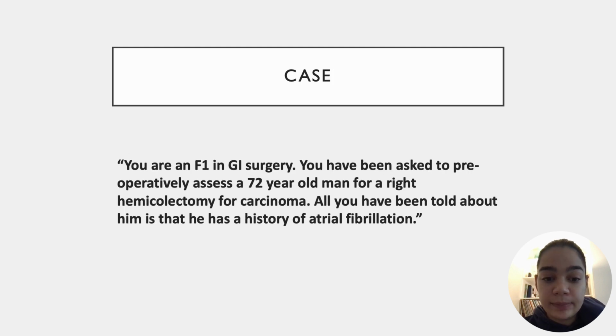So the case that we've got here is that you're an F1 in general surgery. You've been asked to pre-operatively assess a 72-year-old man for a right hemicolectomy for a carcinoma. All that you've been told about him is that he has a history of AF. So imagine the situation in which you're in A&E, you're on the surgical take team, and your registrar says, this man's come in, the CT report has shown that he has a carcinoma. Maybe the patient's got symptoms in which they need an urgent surgery, and you've been told to go and do a pre-operative assessment of the patient.